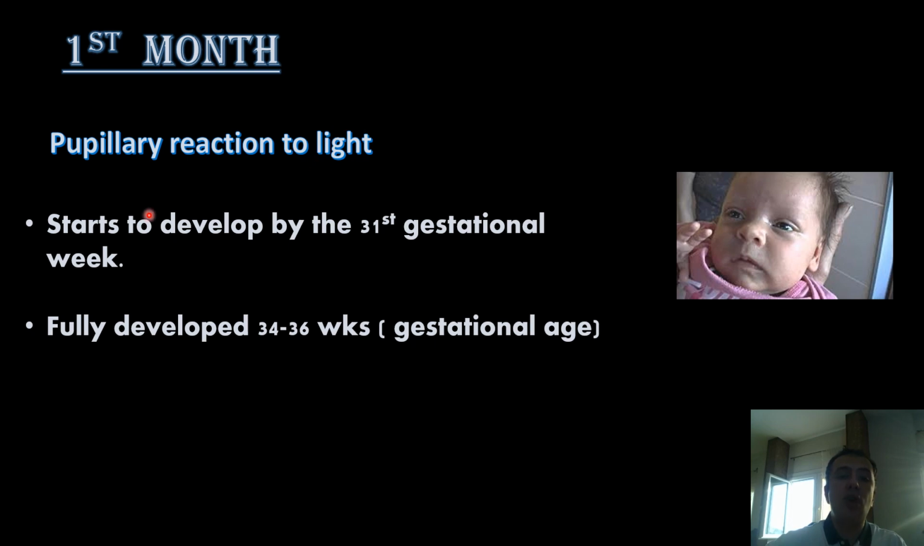The pupil reflex starts to develop by the age of 31 weeks of gestation, and it's fully developed by the age of 36 weeks of gestation. So if we have a premature baby by the age of 31, 32, or even 33 weeks, we can't judge his delayed pupil reflex or not.